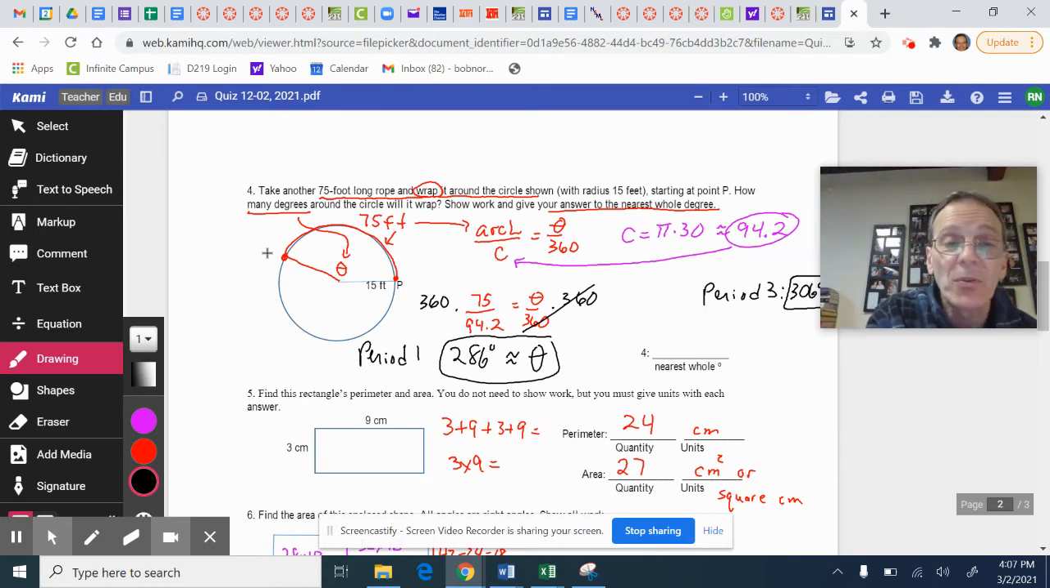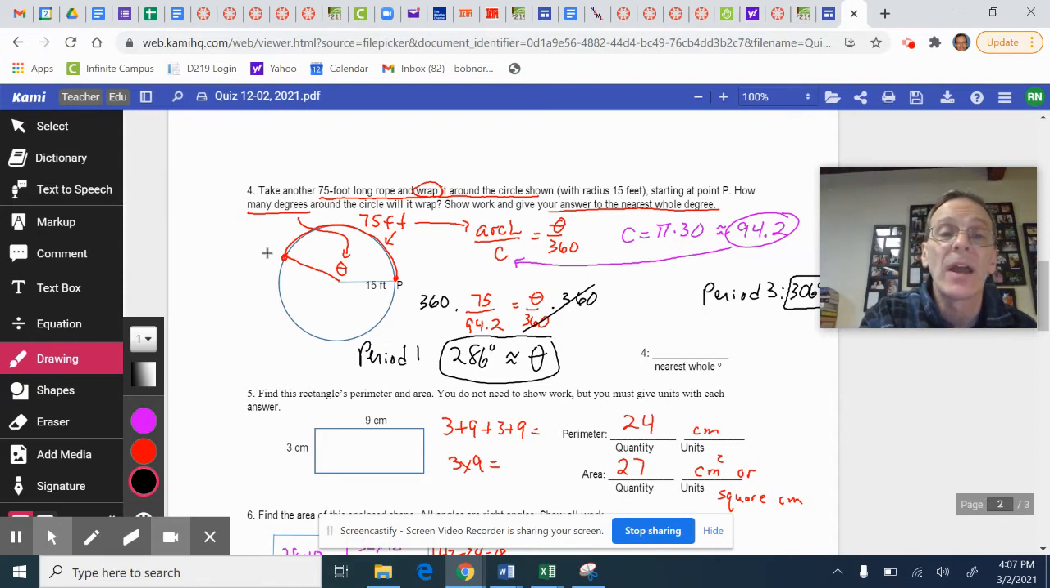How many degrees around? Again, the way I've drawn it looks like it might be less than 180 degrees, but who knows? It might actually be more than 180 degrees around the circle. So I've got to find the circle's circumference. Well, if the radius is 15, the diameter is 30, and the circumference is 30 pi. Since I'm asking for an answer to the nearest whole degree, I'm not asking for an exact answer, we can turn that 30 pi into a decimal number right now. So 94.2 approximately is the circumference. Put that in for C.